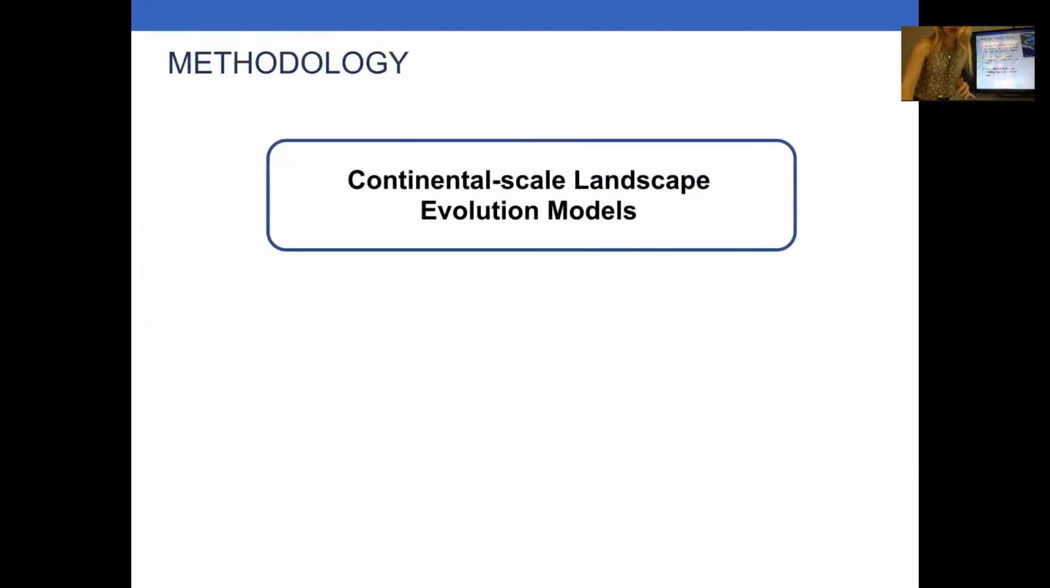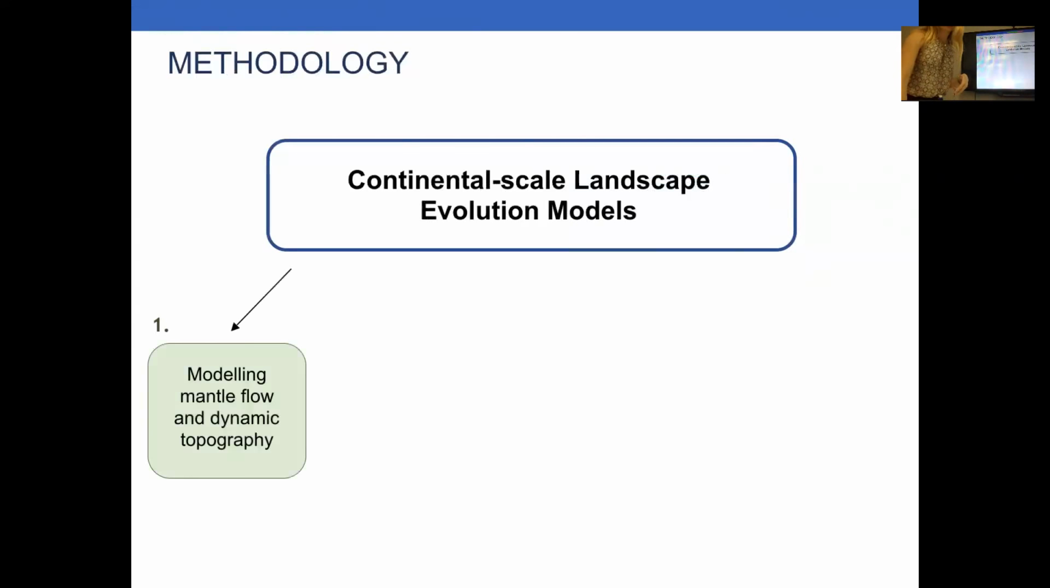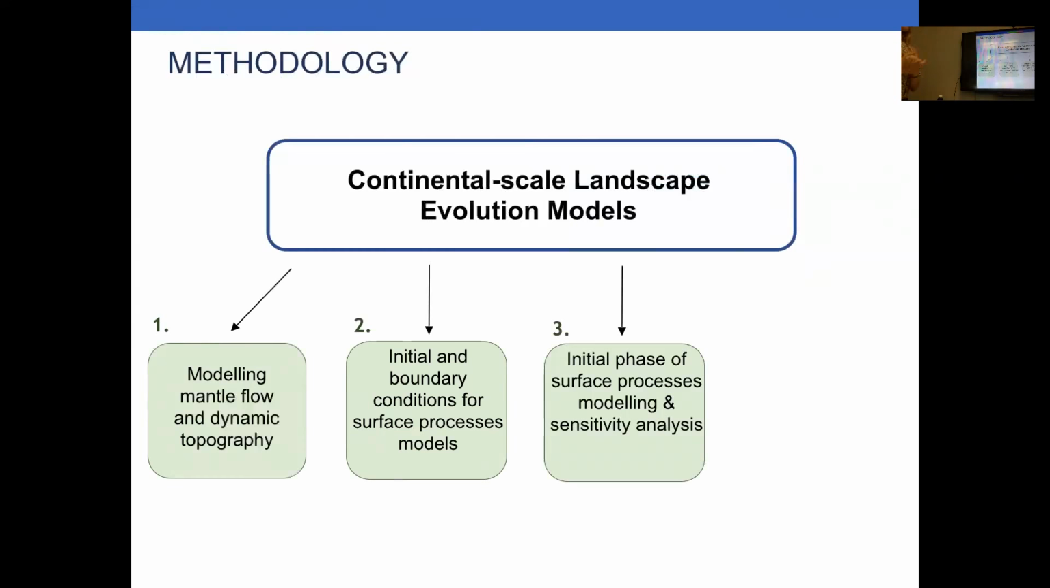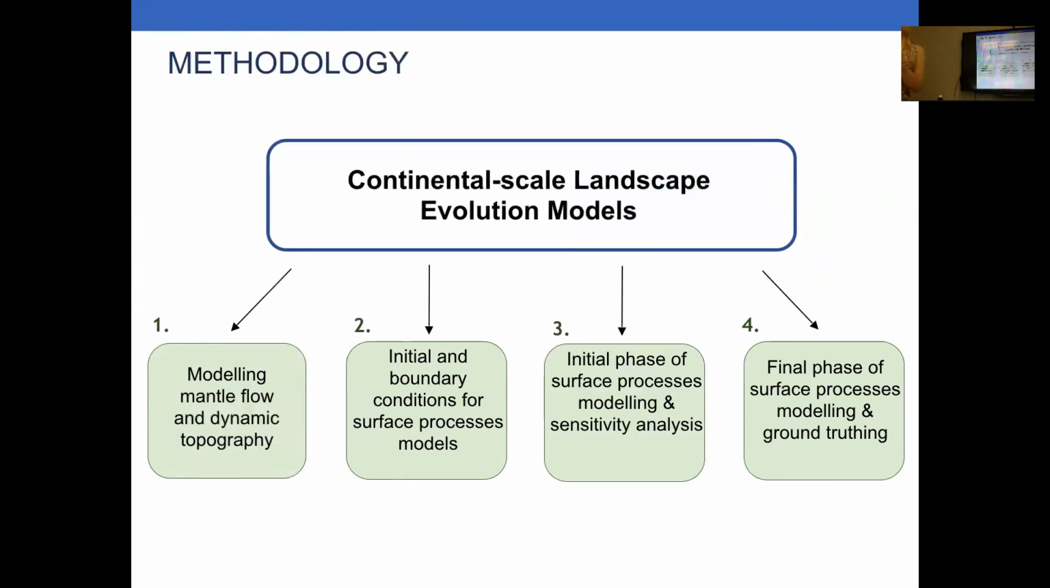In order to develop these models, we've broken this year down into four main steps: modelling mantle flow and dynamic topography, establishing the initial and boundary conditions for the surface processes models, the initial phase of surface processes modelling and a sensitivity analysis, followed by the final phase of surface processes modelling and the ground truthing.